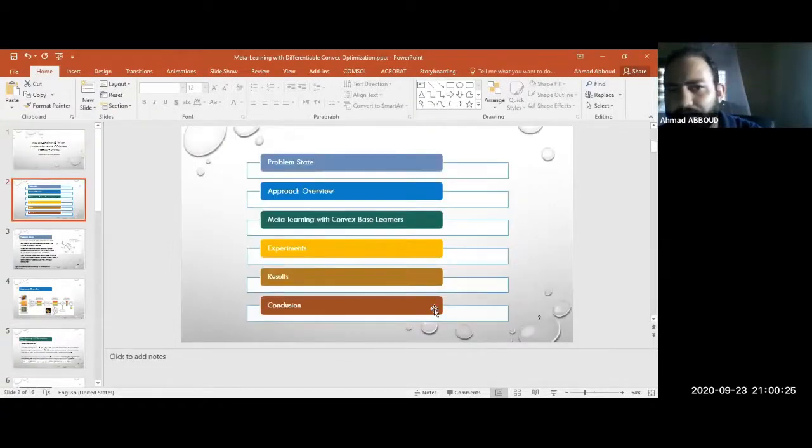So the outline of the presentation will be as follows. We will first discuss the problem statement of meta-learning and the approach overview that this paper takes into consideration, and then go to the details of this approach, the meta-learning with convex-based learner, which is the base of this paper. And we will see the experiments done and the results, and finally the conclusion. After this presentation, we can discuss. Does anyone have any questions about the presentation?